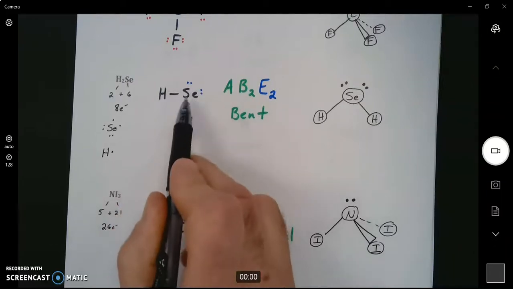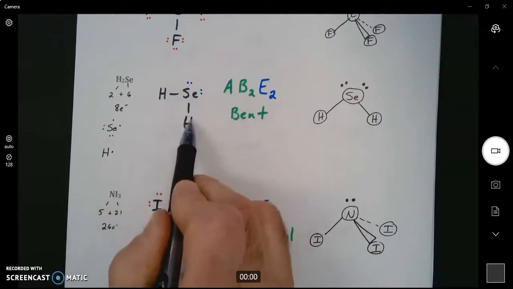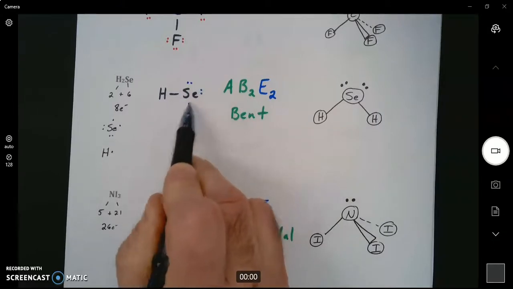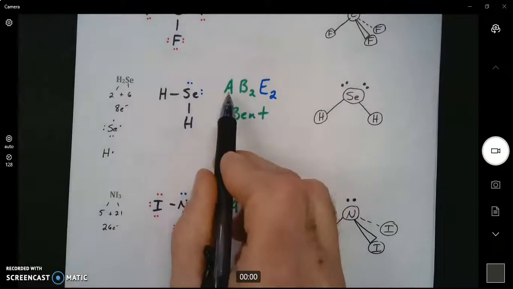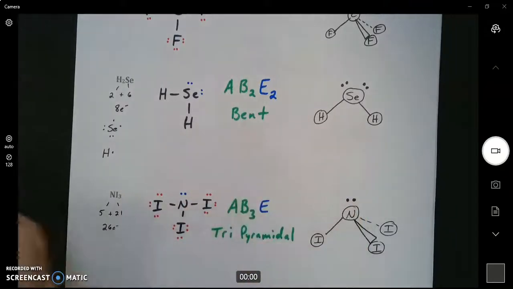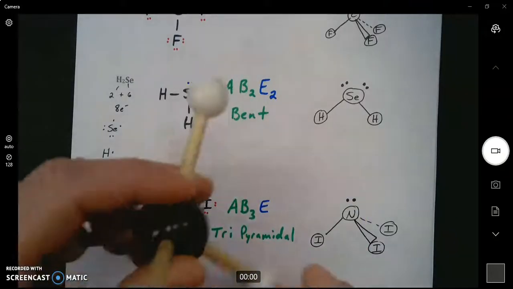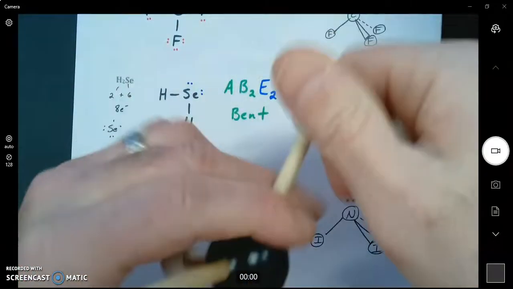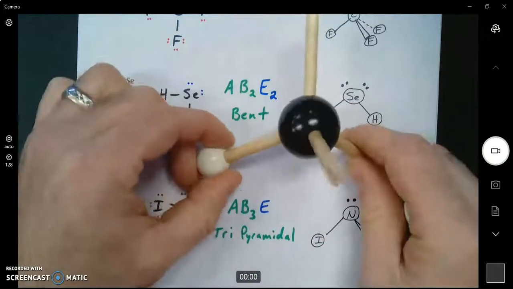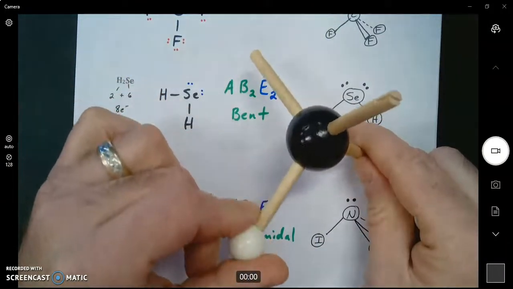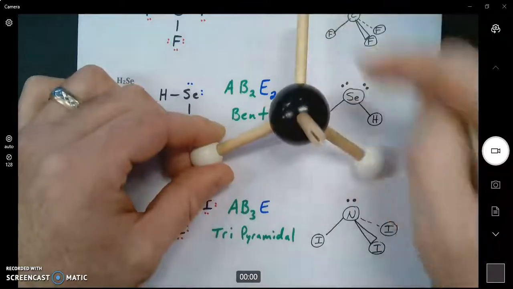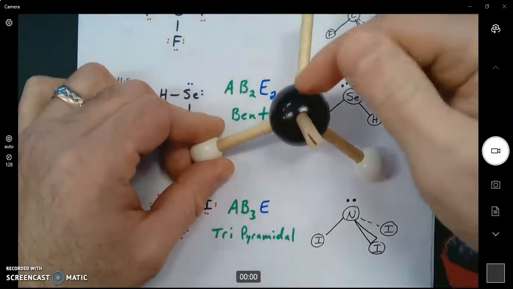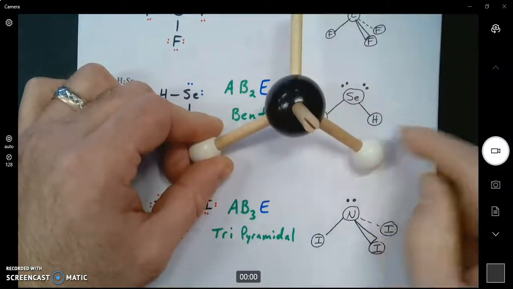In this case, you have A, B2, E2. So we count the pairs of electrons on that central atom. A, B2, E2, if you look at your table, is a tetrahedral family, but it has lone pairs of electrons on it at the top. So it still has 4 domains, or an electron domain is anything that is attached to a central atom, whether that's an electron pair or an atom.